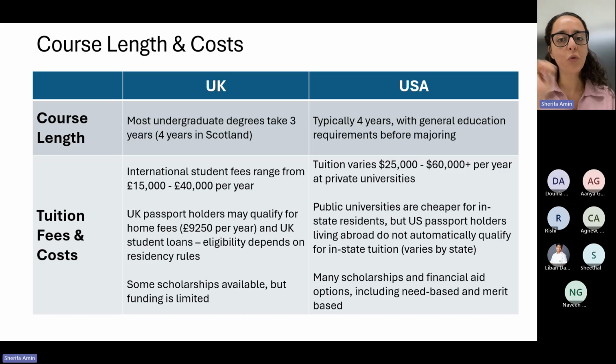For students who want to work part-time alongside their studies, UK universities allow international students to work up to 20 hours per week. Whereas in the US, international students are generally limited to on-campus jobs. So we can see them working in the library. You can see them doing campus tours or in the gift shop, for instance, unless they qualify for specific work permits.